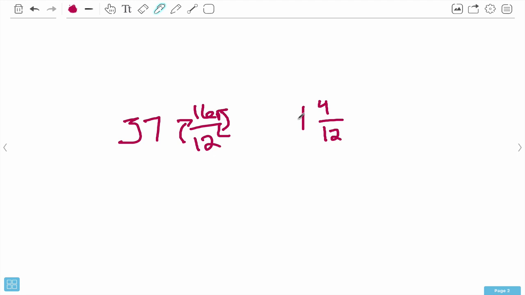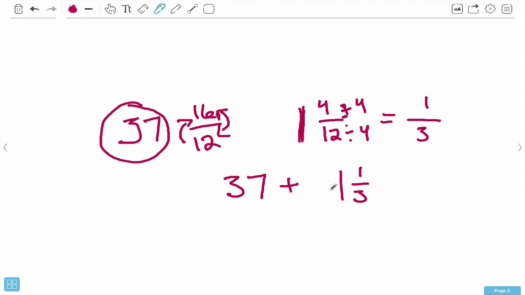What goes into both 4 and 12? The easiest number would be 4. So divide this by 4. Divide this by 4. 4 divided by 4 is 1. 12 divided by 4 is 3. So now you have 1 and 1 third. Don't forget, we still have our whole number over here. So now you add 37 plus 1 and 1 third, which gives you 38 and 1 third.